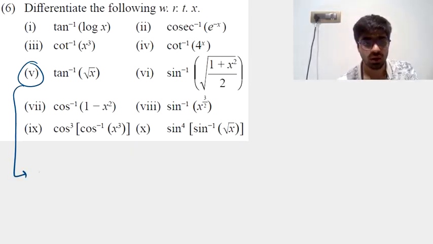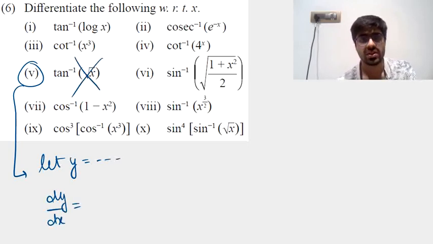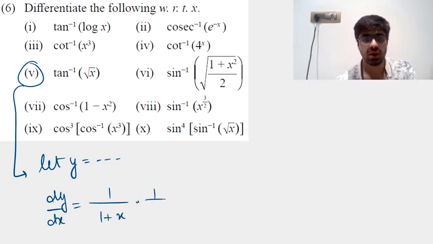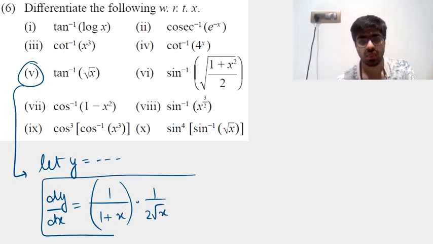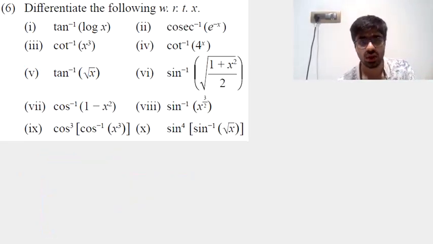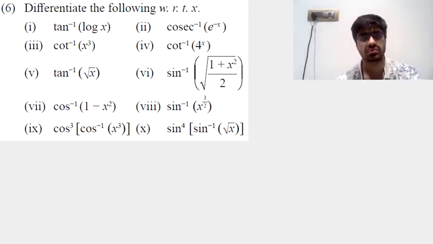Continue with the fifth one. Let y be the given function. So dy by dx is going to be, for tan inverse x, 1 upon 1 plus x square, that is root x the whole square, which is x, multiplied by the derivative of whatever came in place of x, so multiplied by the derivative of root x, that is 1 upon 2 root x. Yeah, let's continue with the sixth one. Let's continue with question number 6.